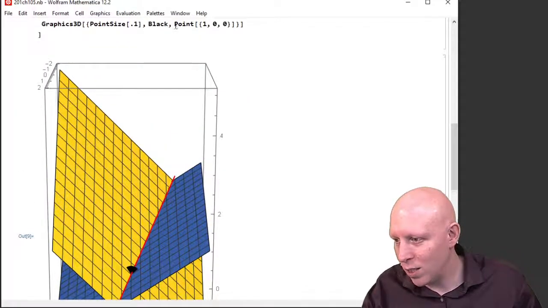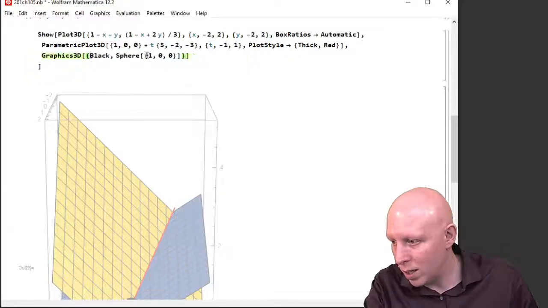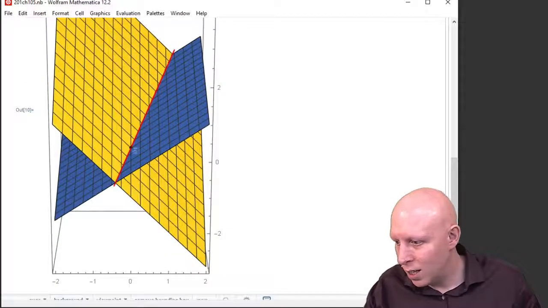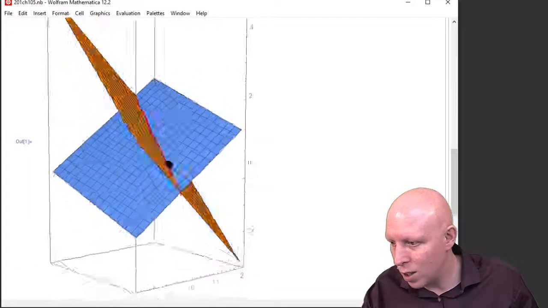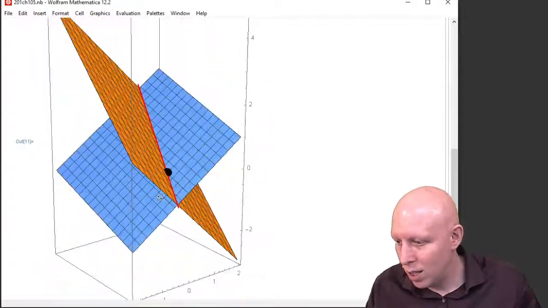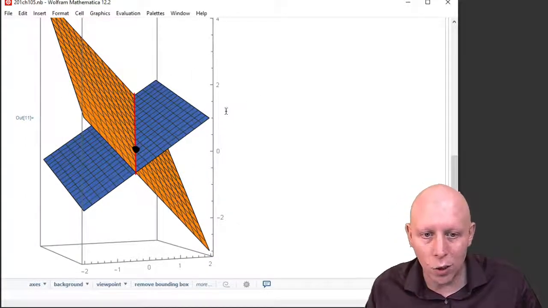I think I'm going to make it a sphere instead of a point. I'm going to make it a sphere with radius 0.05. That's still too small. 0.15. There's our point. There's our point (1, 0, 0). And there's the line that goes through the point, and that's the intersection of the two planes.